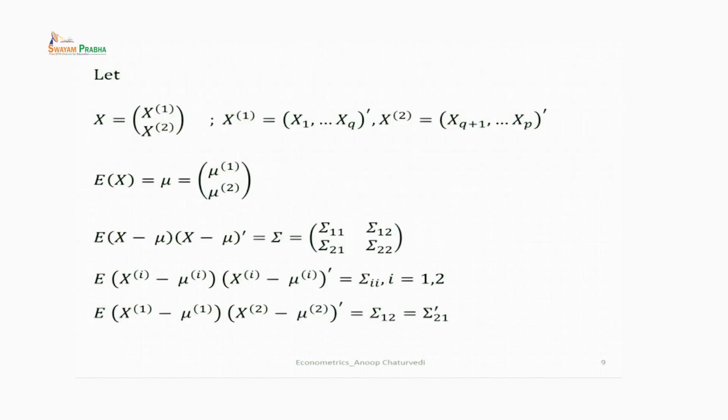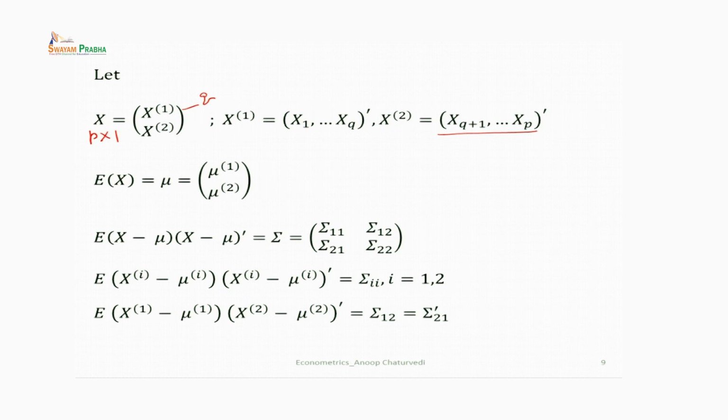Suppose we partition the p cross 1 random vector x into two parts, x 1 and x 2, where x 1 consists of the first q components of x. So, x 1 is equal to (x 1, x 2, and so on up to x q) transpose, and this x 2 consists of the remaining p minus q components of x. So, we have partitioned x into first q components and remaining p minus q components.